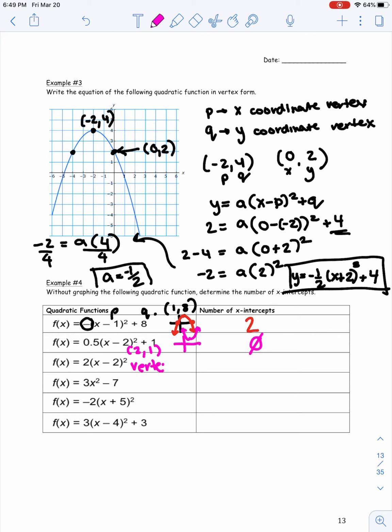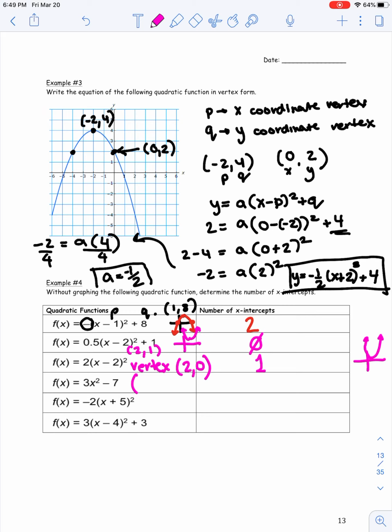This one, the vertex for the next one would be 2 for P, and there's no Q value. So it's actually 0 if you don't see it. So in this case, this point is going to be right on the x-axis. So 2 and 0 would be right there, and it's upward facing because it is positive 2 for your A value. So because it touches the x-axis because of the 2, 0 value, it's only going to have 1 x-intercept. So whenever the vertex touches the x-axis, there's only 1.